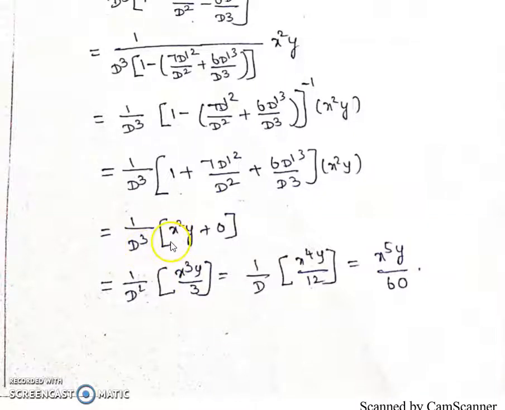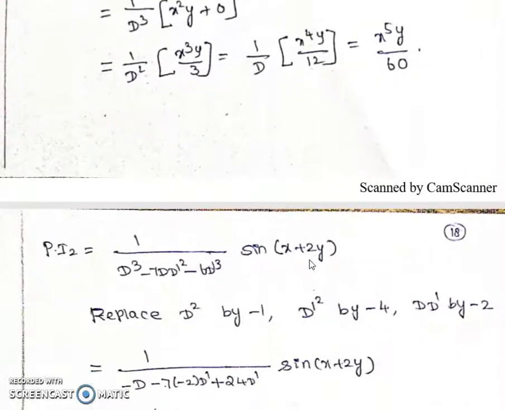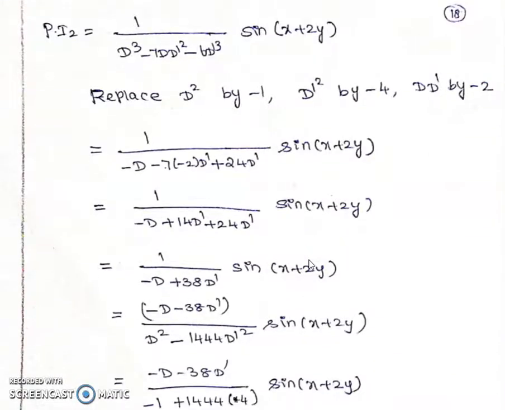The first time you integrate, you will get x cube y by 3. Again integrate, you get x power 4 y by 12. Again integrate, you will get x power 5 y by 60. So this is the PI1. Next we are going to find the PI2.